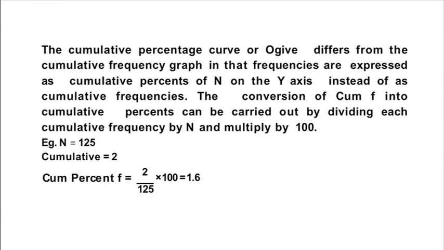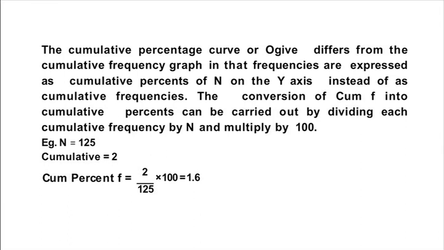For example, in the example I am quoting, the total number of cases is 125. The value of N is 125. The cumulative frequency of a class interval is 2. Now, what will be the cumulative percentage? 2 into 100 by 125. The value will come to 1.6.